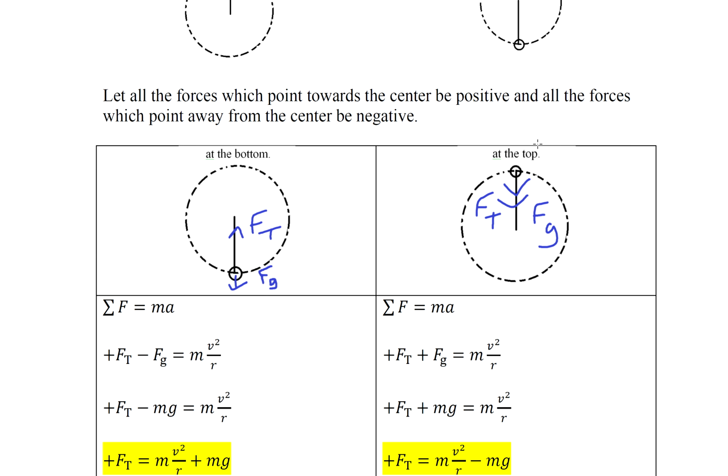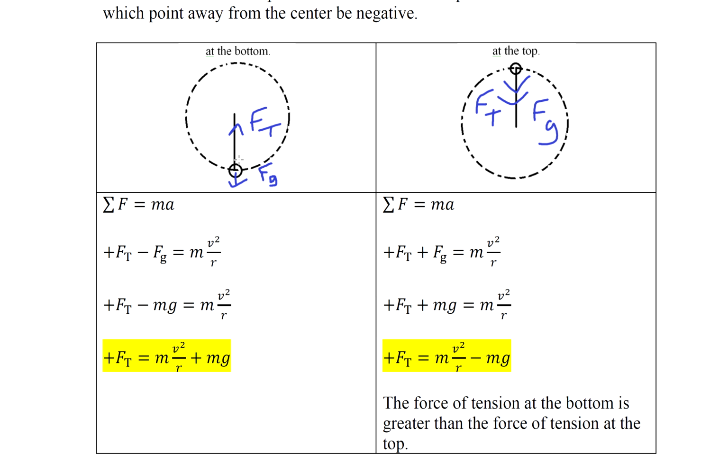Okay. Well, at the bottom of the string, sigma F equals ma. Force of tension is pointing towards the center, so it's positive. Force of gravity is away from the center, so it's negative. And circular motion acceleration is v squared over r. So we obtain this equation here, and we solve for force of tension.